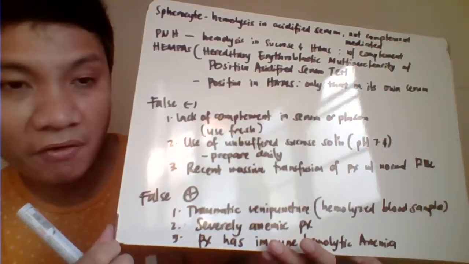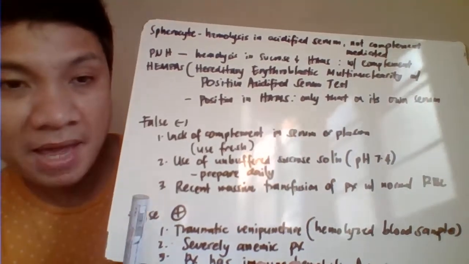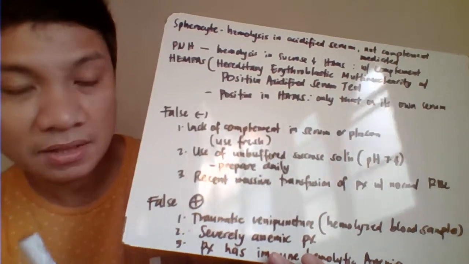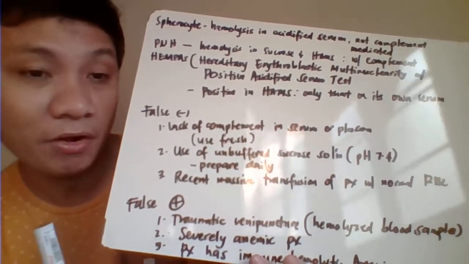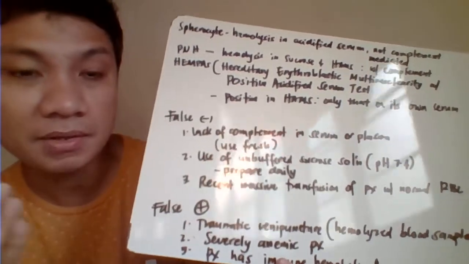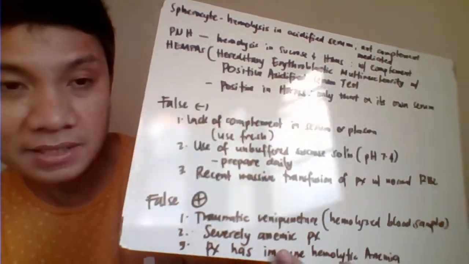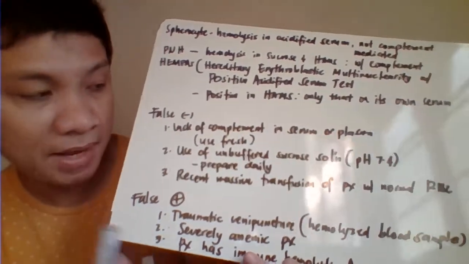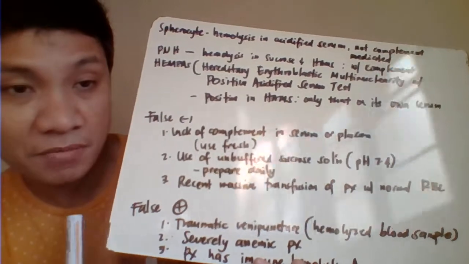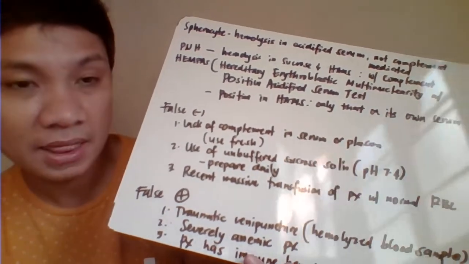Okay, we have here false positive results. Number 1, your reagent serum, coming from the normal patient, does not have the complement. So, of course, it will be a negative result, because it is the complement that is responsible for the lysis. So our reagent should contain the complement. That's why the serum coming from the normal patient should be fresh.